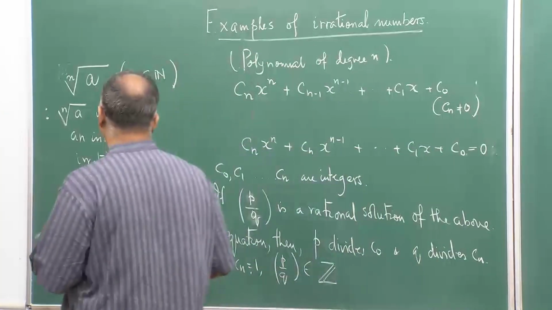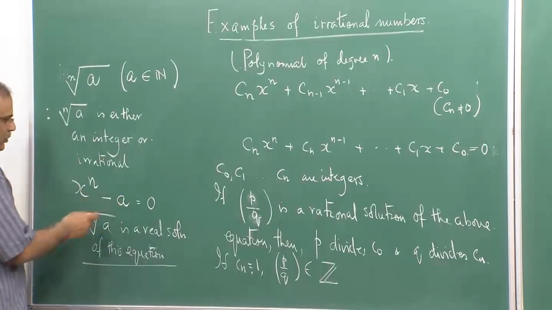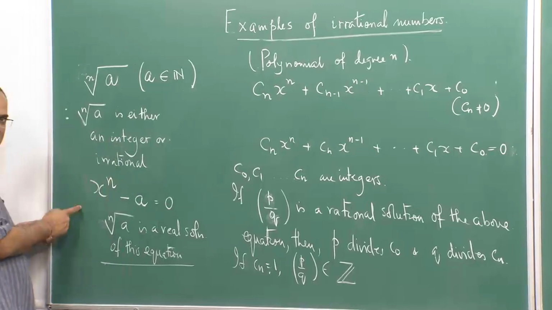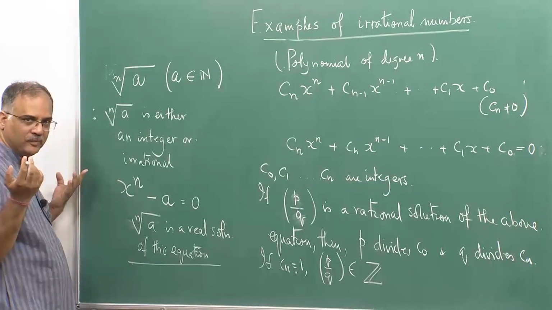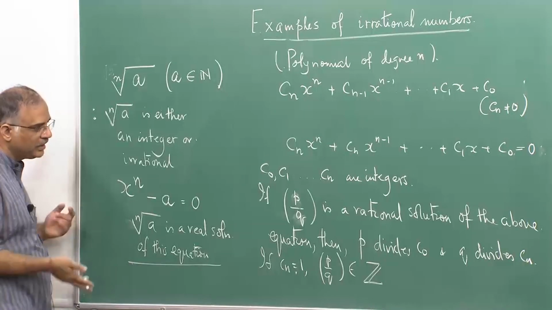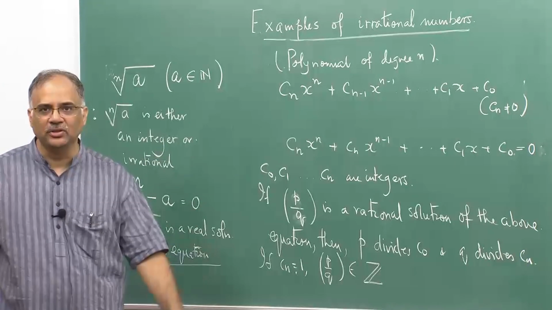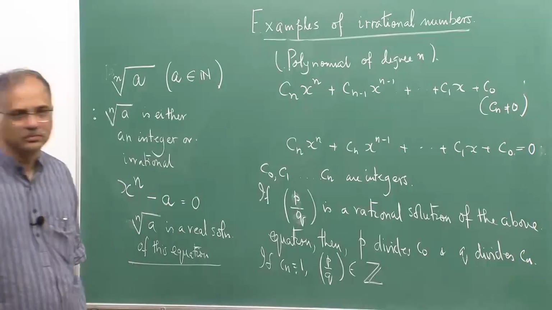So, once you have that, you can use the same language here: either it is an integer, fine. If it is not an integer, there is no other choice, it cannot be rational, it cannot be of the form p by q.